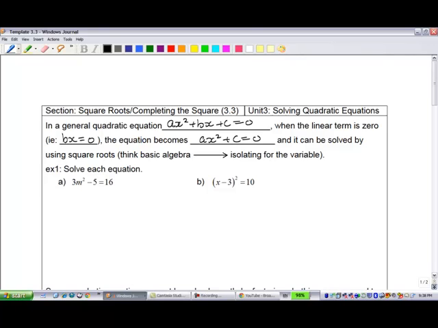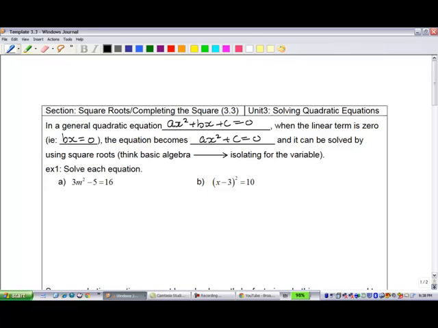Now, really what this comes down to is think about basic algebra. And in basic algebra, what we're doing is we isolate for the variable. Last lesson, we talked about if you have a quadratic equation missing the constant term, you can factor. Here's an example of us missing the linear term. So ax squared plus c equals 0.